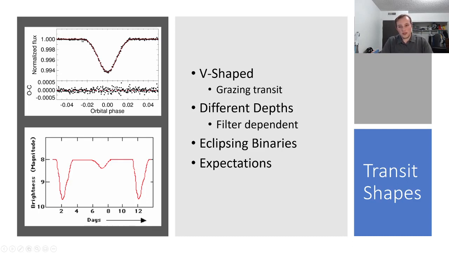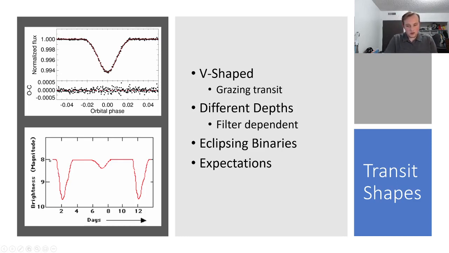For example, this V-shaped light curve indicates a grazing transit, where instead of the planet passing all the way in front of its star, it just grazes the corner, and so you don't get that bottom where the planet is constantly in front of the star. You just get this very bottom part where most of the planet is in front of the star.